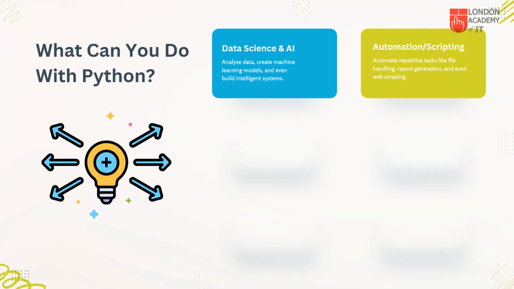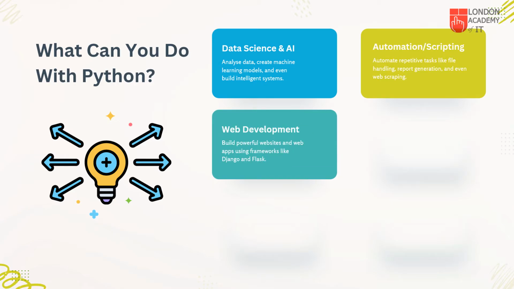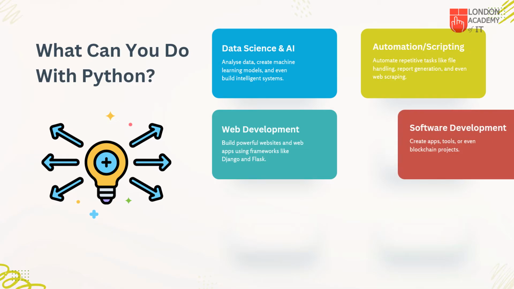You can automate boring tasks like renaming files, scraping websites, or sending emails. Python makes repetitive work fast and efficient. Frameworks like Django and Flask make it easy to build powerful web applications quickly. Python powers sites like Instagram, Spotify, and Pinterest.